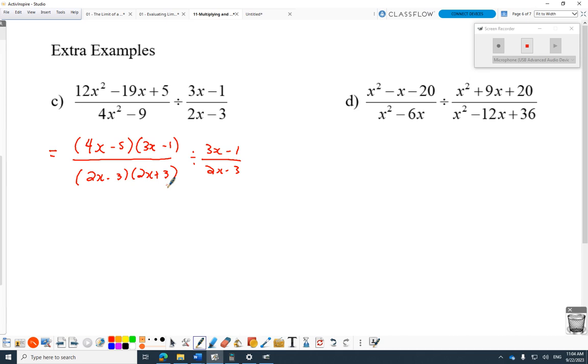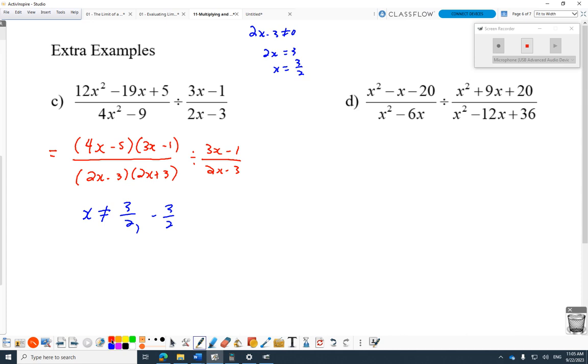Now, state restrictions. X can't equal 3 halves, negative 3 halves, or 3 halves again. But I'll show that up here if you're like, how did you get those so fast? Well, I've been here too long, probably. But what I did is I said, okay, 2x minus 3 can't be equal to 0. Brought the 3 over and divided. So when there's a coefficient there, maybe you got a couple extra steps in your restrictions.